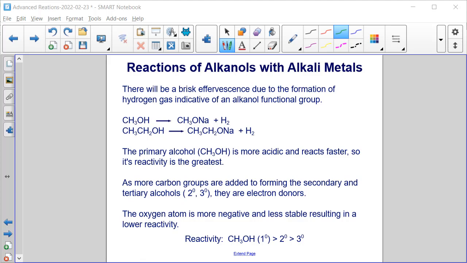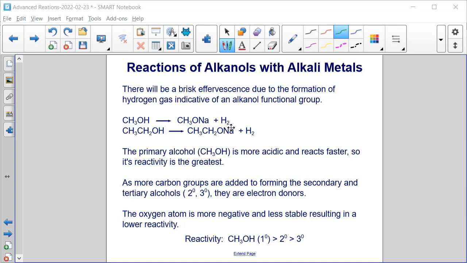There will be a brisk effervescence. We'll see bubbles and formation of gas due to the formation of that hydrogen gas, indicative of an alkanol functional group. So, as an example here, I have methanol and ethanol as my starting materials in these two separate reactions. When we add a small piece of sodium metal, we end up with this. The sodium now has replaced our hydrogen, and we have the formation of this hydrogen gas, H2, okay?